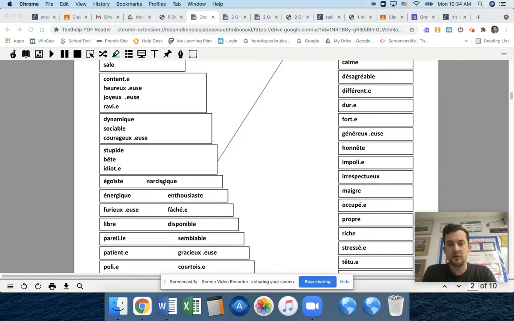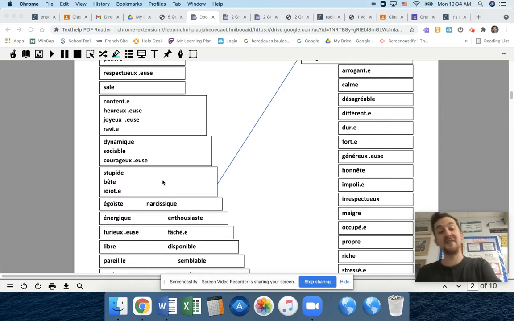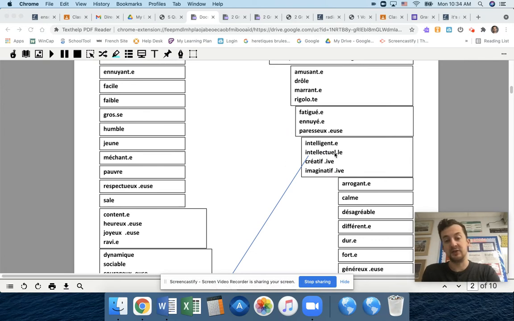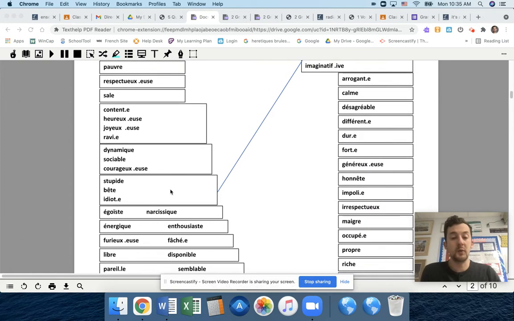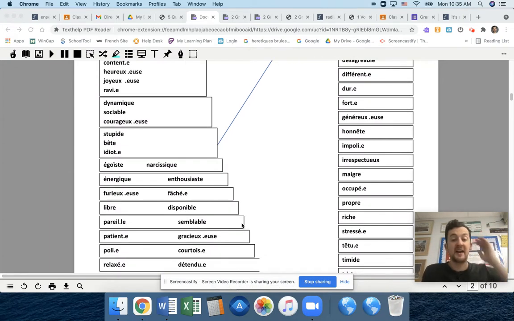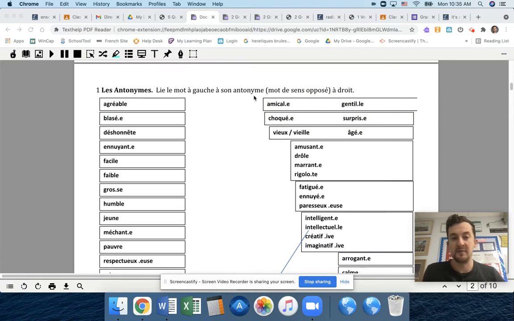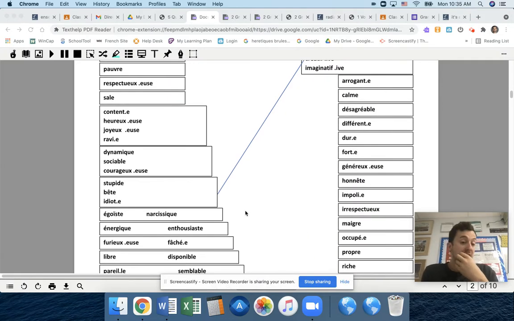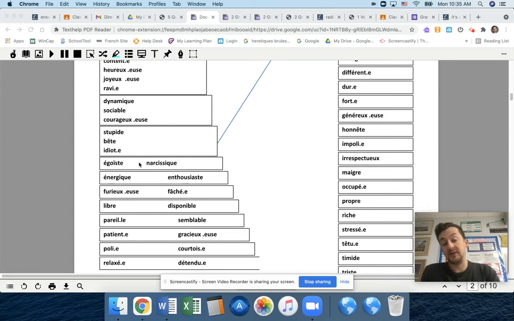So pretty easy. You just have to know some of these words. And if you don't know them, you may have to be looking some words up. I did one for you. So you've got stupide, bête, idiot is the opposite of intelligent, intellectuel, créatif, imaginatif. Notice right away that the boxes won't necessarily be the same size on each side. D'accord? You also might have to get creative with lines and draw some that are squiggly in order to get them to their destination. Now, if you'd like, you can notice that I left some space there for you.